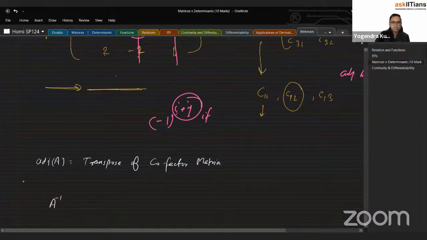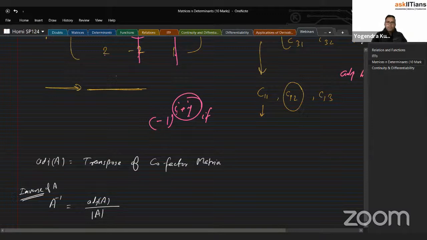Now inverse, how do we find the inverse of A? I think row transformation is not there, right? So we are going to do the inverse of A. A inverse is the adjoint of A divided by the determinant of A, right? The denominator is the determinant of A. So this is going to give us the inverse of a given matrix. We will find the adjoint and divide by its determinant. That's it, right? So this is what we need to remember.